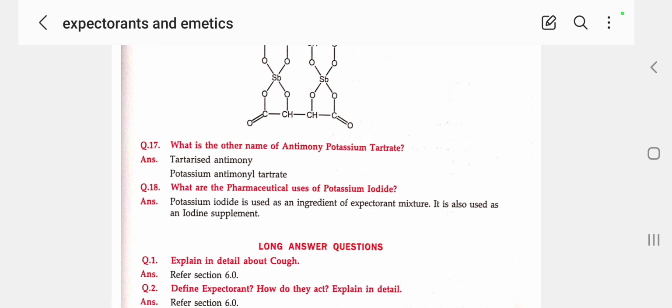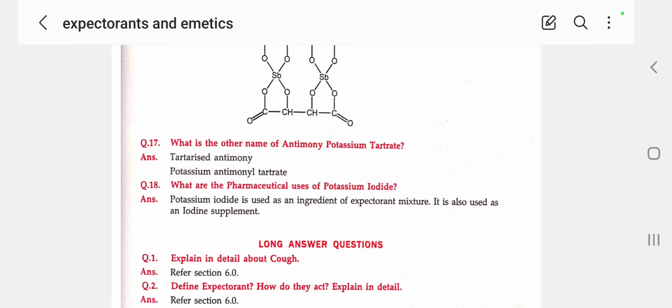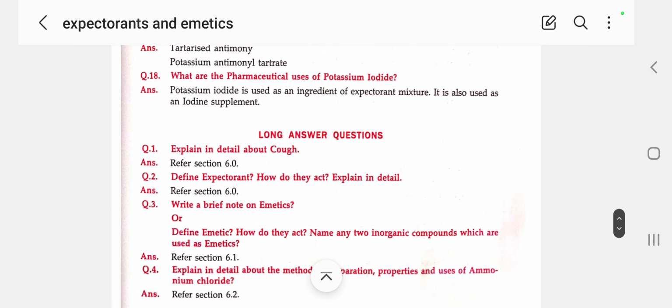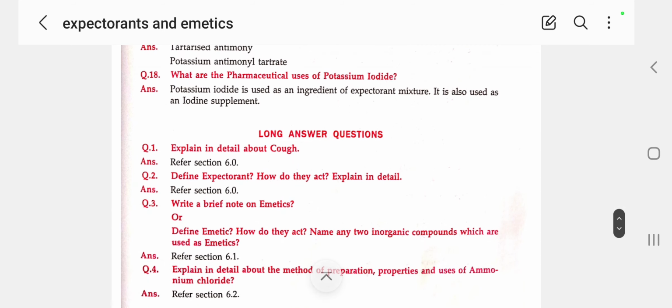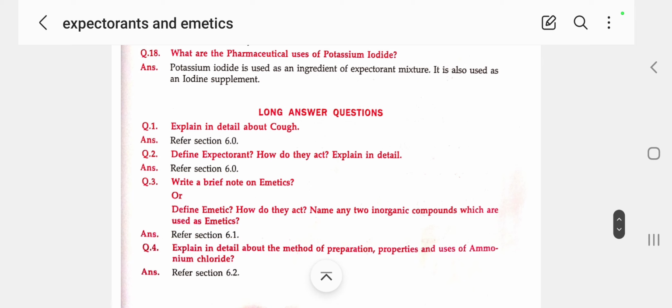It is the main ingredient in expectorant mixture. It is also used as an iodine supplement. So why? Because potassium iodide is there, so that is to be used as an iodine supplement. Then we may try with this.